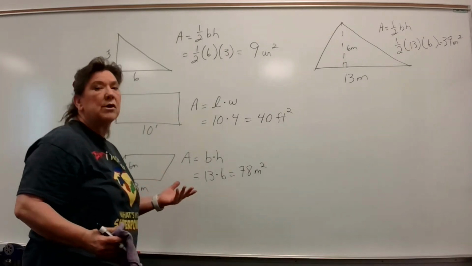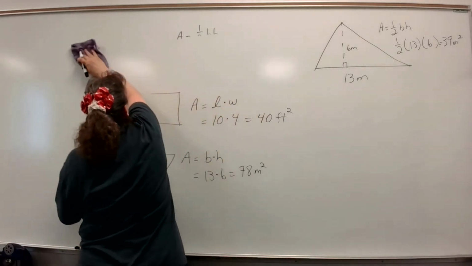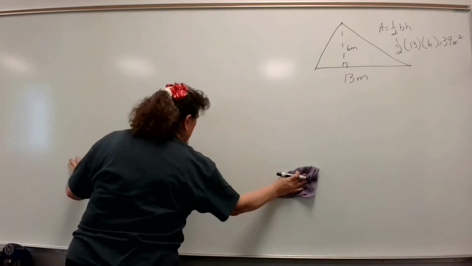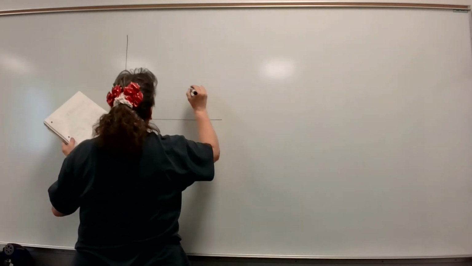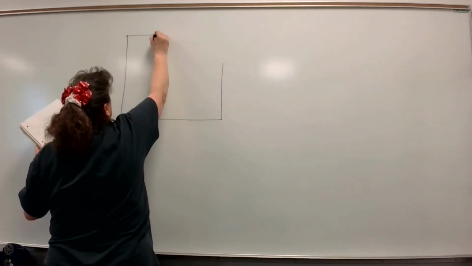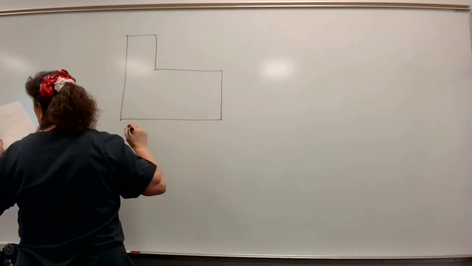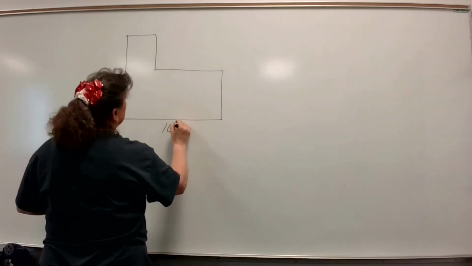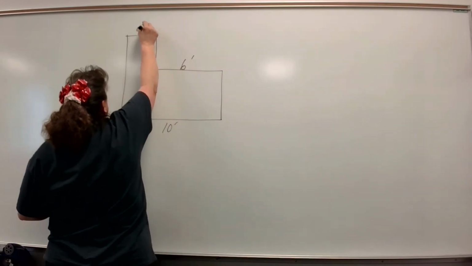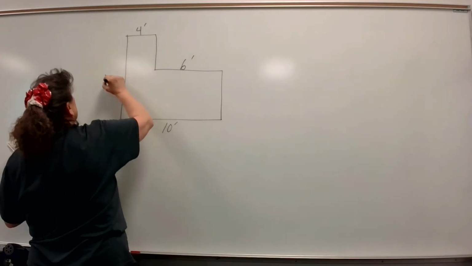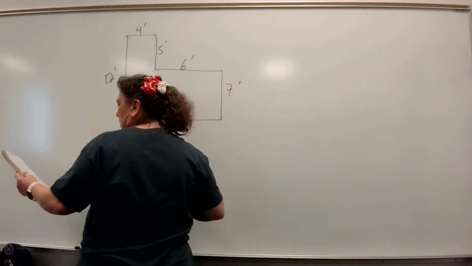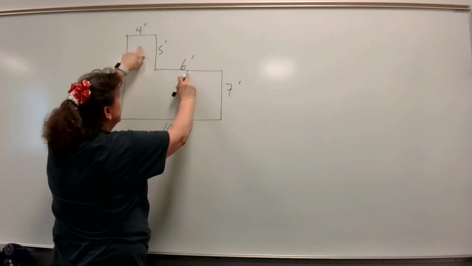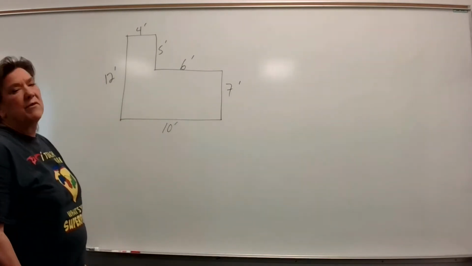Okay, so now let's look at some more complex shapes and see what you can do with those. Okay, let's make this 10 feet, and let's make this 6 feet and 4 feet. I don't know, maybe 12 feet, and how about 5 feet and 7 feet? Okay, notice this and this has to equal this. This and this have to equal this. So even if I hadn't given you every one of them, you would be able to figure them out.